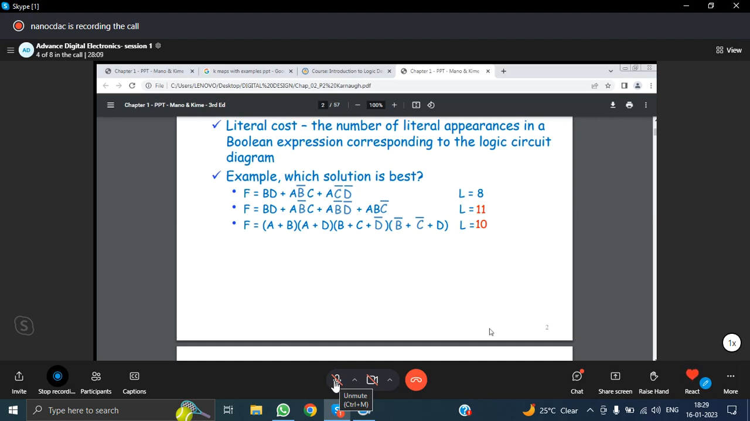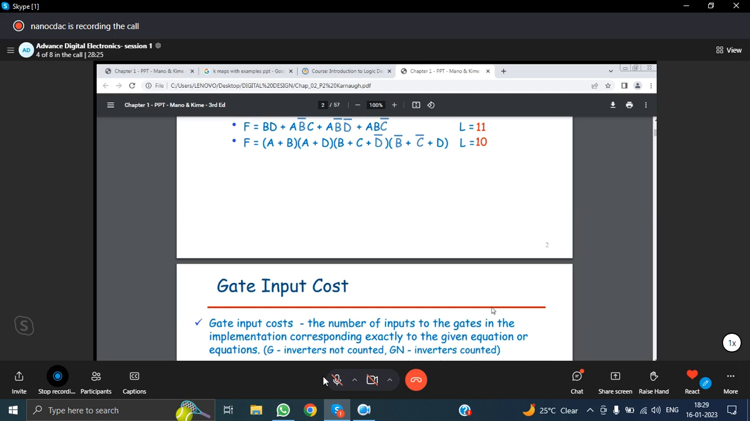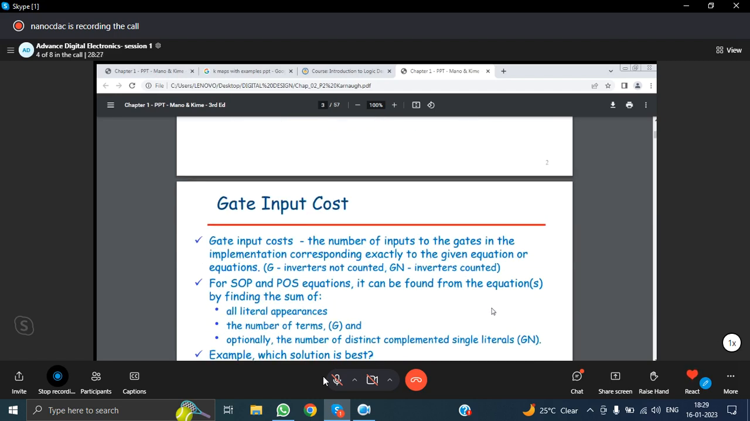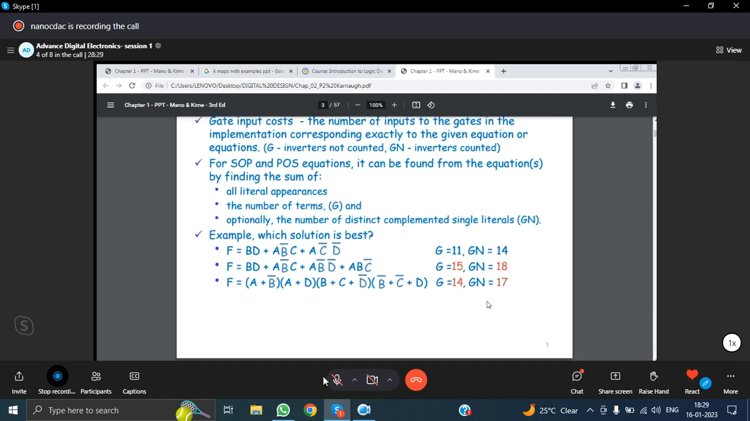How many literals are there? If I am going for a CMOS logic, how many literals are there? Number of PMOS circuits and number of NMOS circuits. 8 అనుకోండి, 8 literals అనుకోండి, 8 PMOS transistors, 8 NMOS transistors ఉండాలన్నమాట. Okay, so that is one thing. Number of literals should be less.